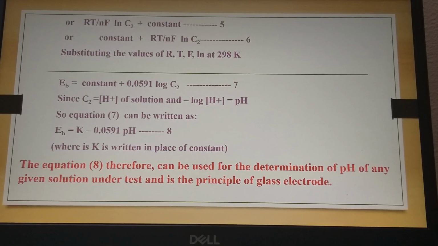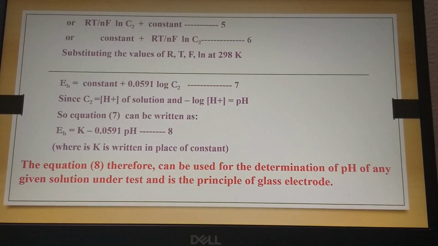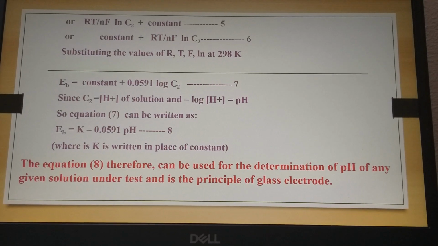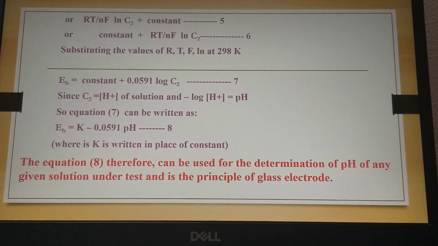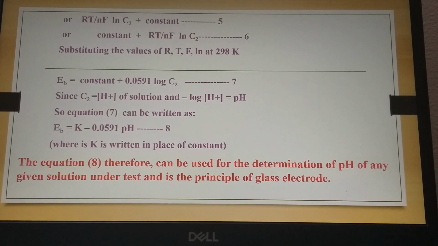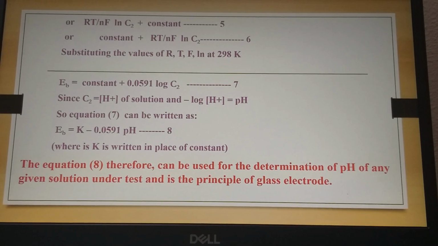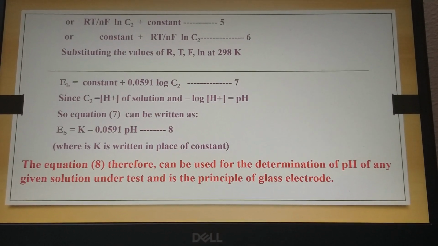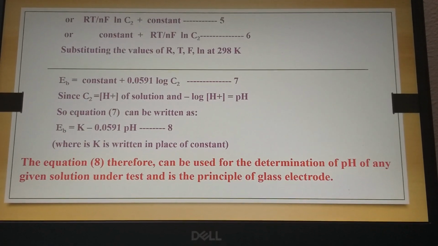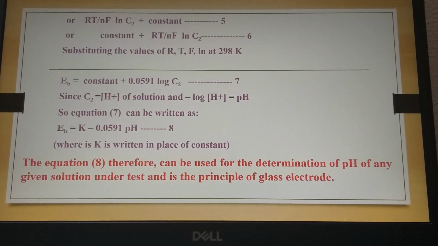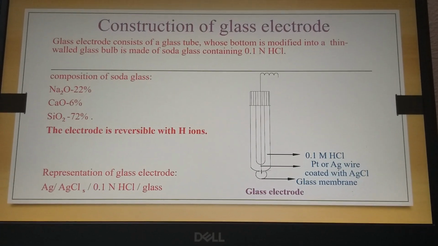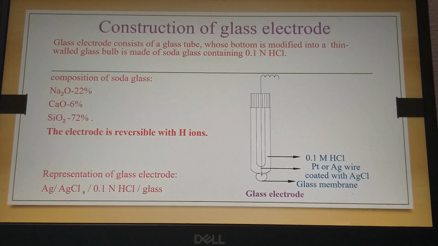K is any constant. Therefore, this equation 8 can be used for the determination of pH of any given solution under test. And this is the principle of glass electrode. Now let us see the construction of the glass electrode.